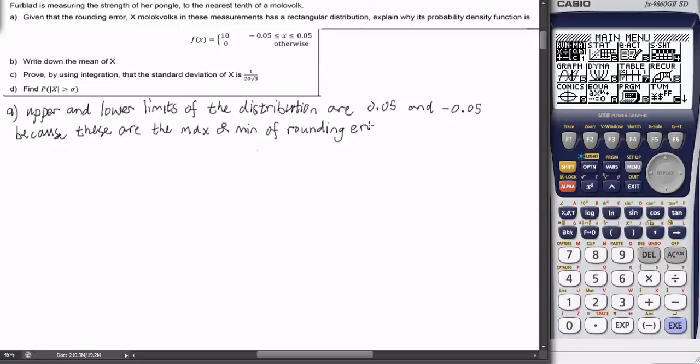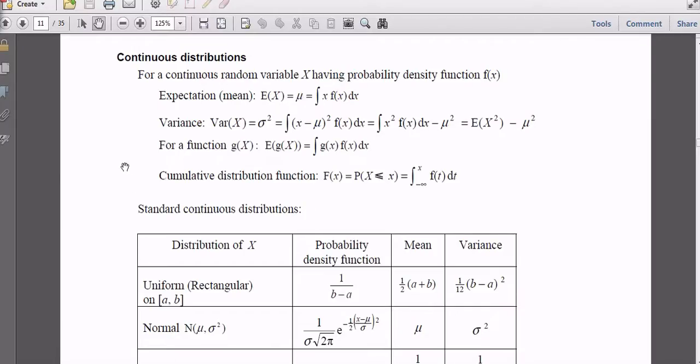And now we need to explain why the value of the rectangular distribution is 10, and we can either do it by looking at the area of the distribution, or we can do it by using the definition of the distribution. I'm going to do the latter. So if we just turn to page 11 of the formula book, we've got this section halfway down the page about continuous distributions, and we're told here that a rectangular distribution has got a probability density function of 1 over b minus a, where b and a are the upper and lower values of the distribution.